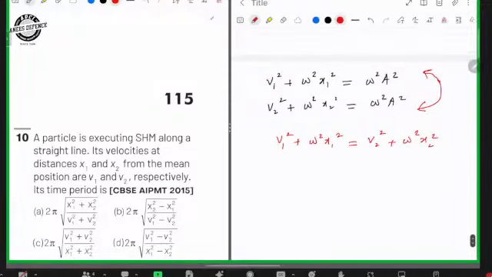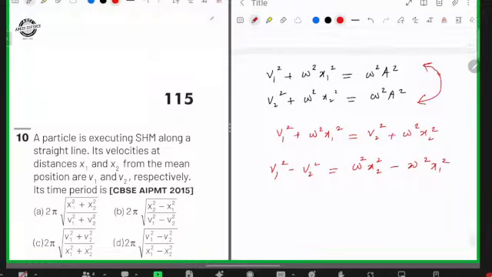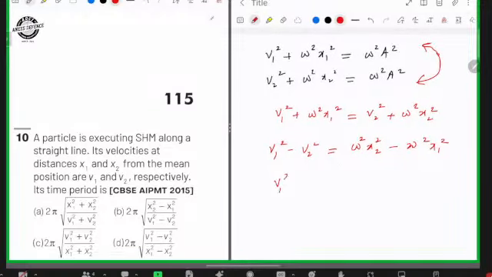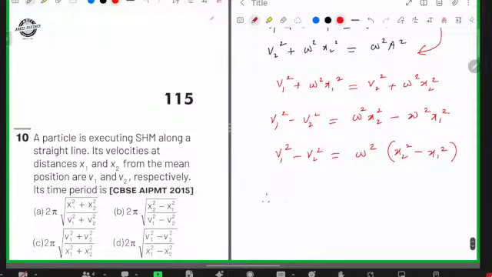No, sir. Now let us make the omega square alone. Taking v1 square minus v2 square is equal to omega square x2 square minus omega square x1 square. Let us take omega square common. V1 square minus v2 square equals omega square times (x2 square minus x1 square). Therefore omega would be equal to under root (v1 square minus v2 square) upon (x2 square minus x1 square).